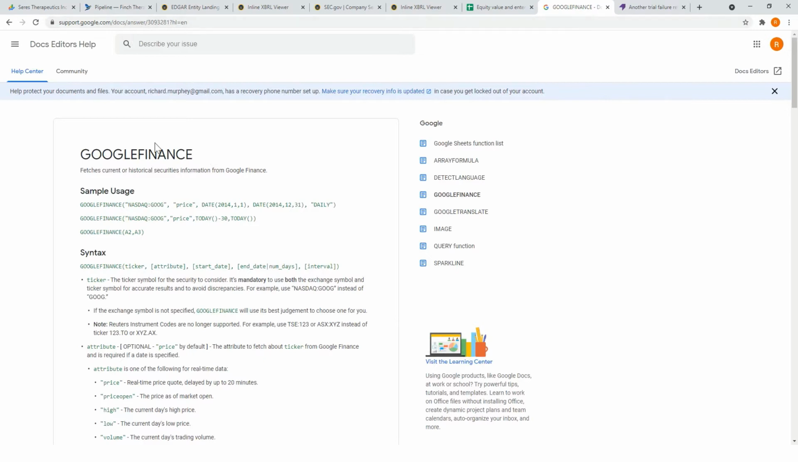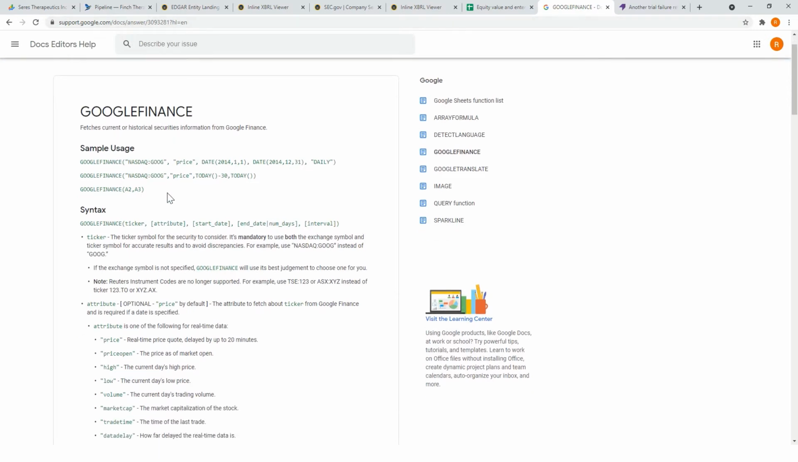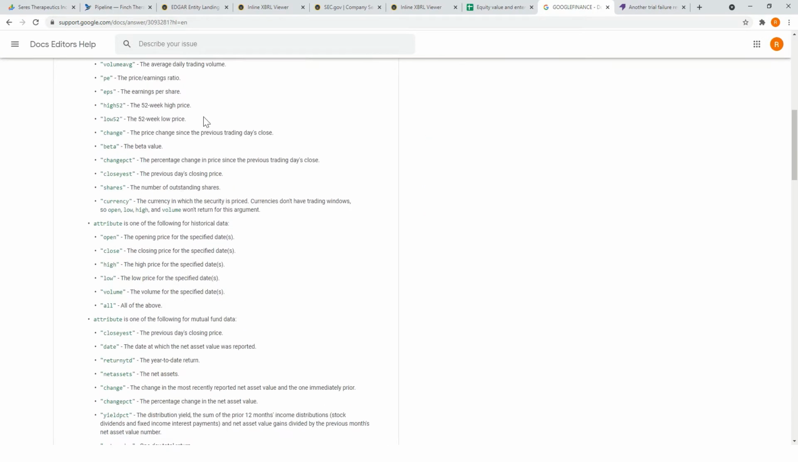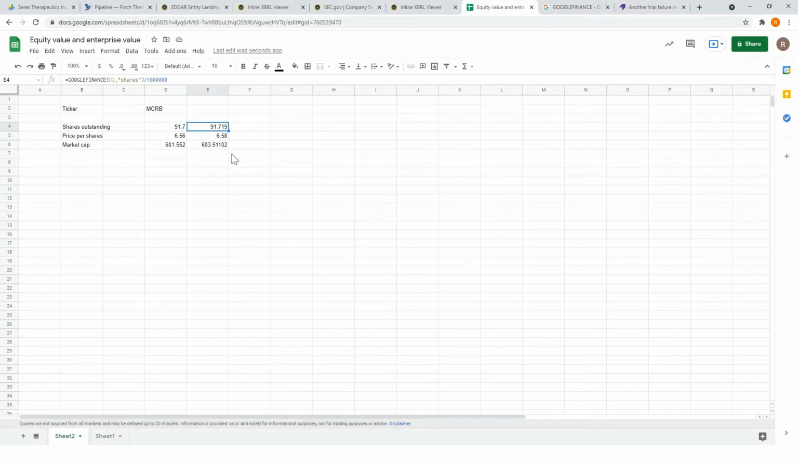If you go to this site here, this has some of the other things that you can get with these Google Finance formulas. But let you take a look at that on your own. So here we go. We have the market cap for Seres. We know how to find the shares outstanding and the share price and get the market cap. There's a bunch of other ways you can get this information too.